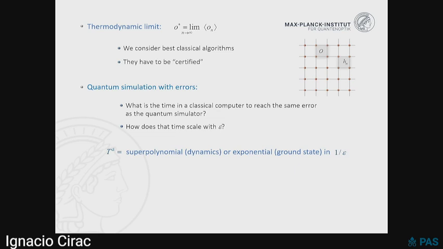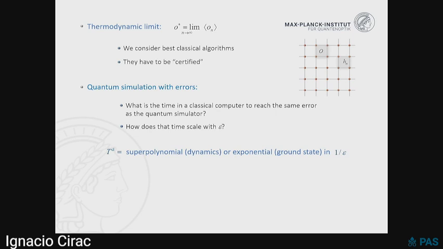In other words, if you have a problem like simulating the dynamics or the low temperature behavior of a system, and you do it with a quantum simulator, and you obtain a number because you have certain errors, and now there is a classical algorithm that is able to reproduce this number with the same error. Now, you improve your hardware by a factor of 10, so what will be the computational time in a classical computer? How will it increase to reach this factor of 10?